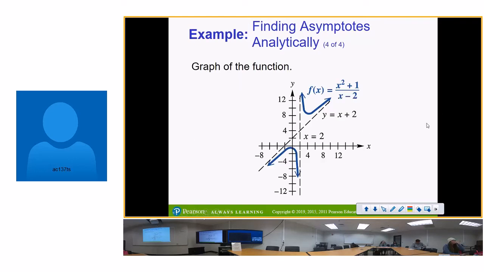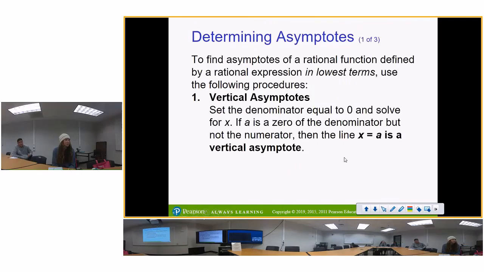Again, I really don't care if you take the calculator and verify what it looks like. I just want you to be able to show the vertical and horizontal without the calculator. I want you to be able to do that without the calculator. Got it.